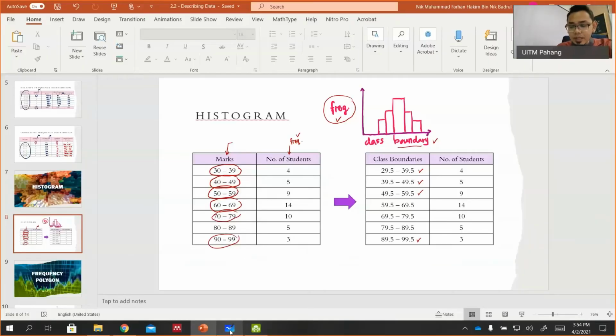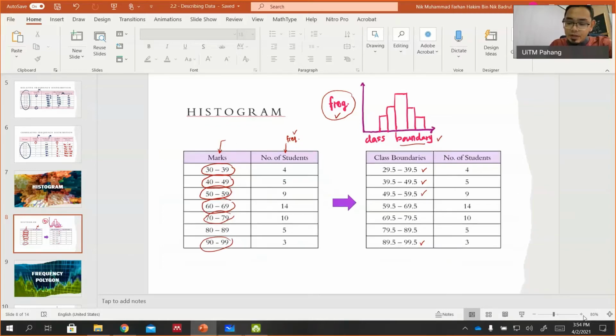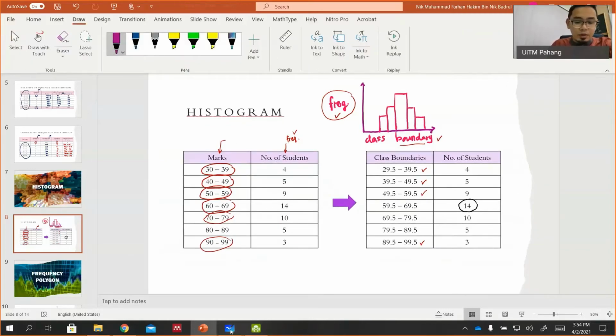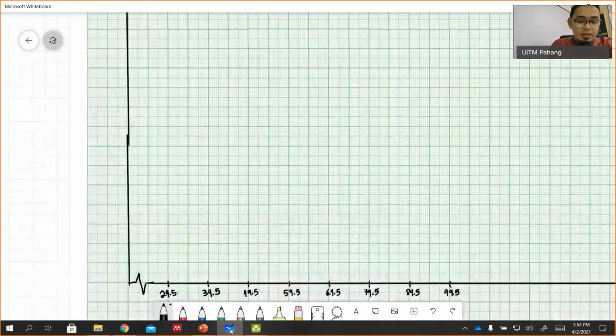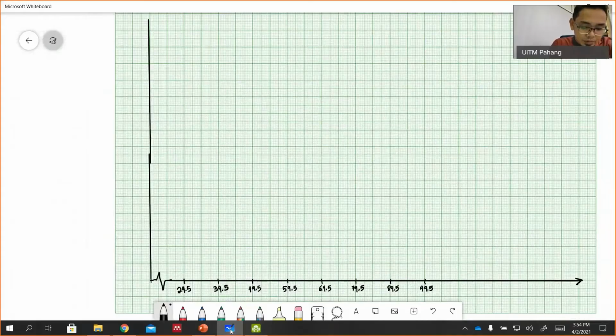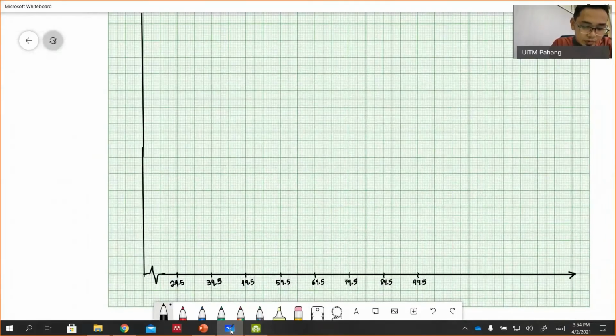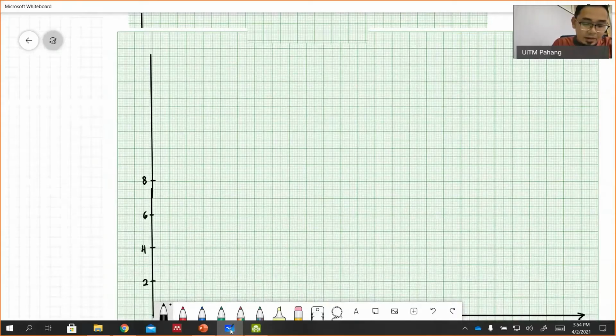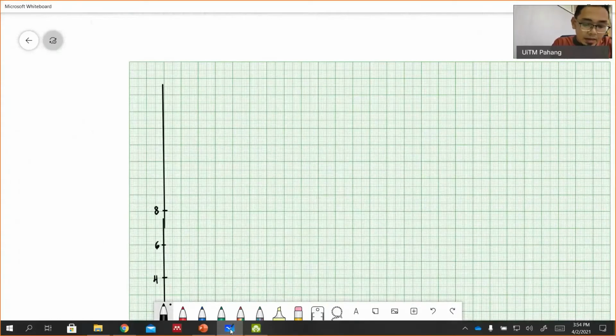We note that the largest frequency is actually 14 here, so we want this graph to go up to 14. Maybe you can start with 2: 2, 4, 6, 8, 10, 12, 14. Please draw big, a big histogram. Yes, we can have 14 here. Do not forget to label.